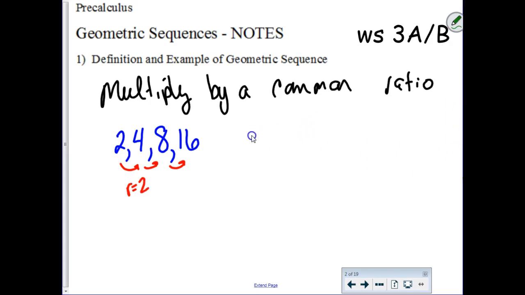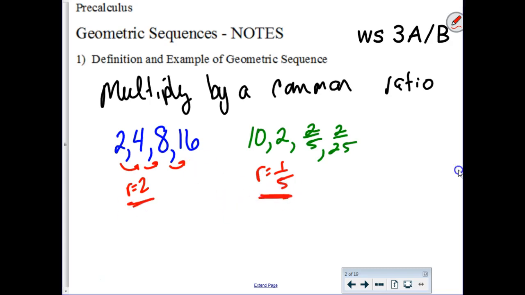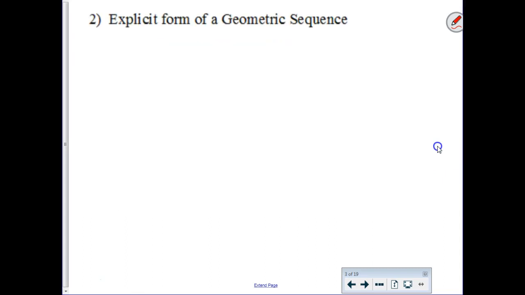How about 10, 2, 2 fifths, 2 25ths? Yeah, we're multiplying by 1/5 that time. Some kids looked at that and went, oh, she's dividing by 5. Well, isn't multiplying by 1/5 the same thing as dividing by 5? So the idea is the common ratio has to be written as a ratio, therefore a fraction. So keep that in mind.